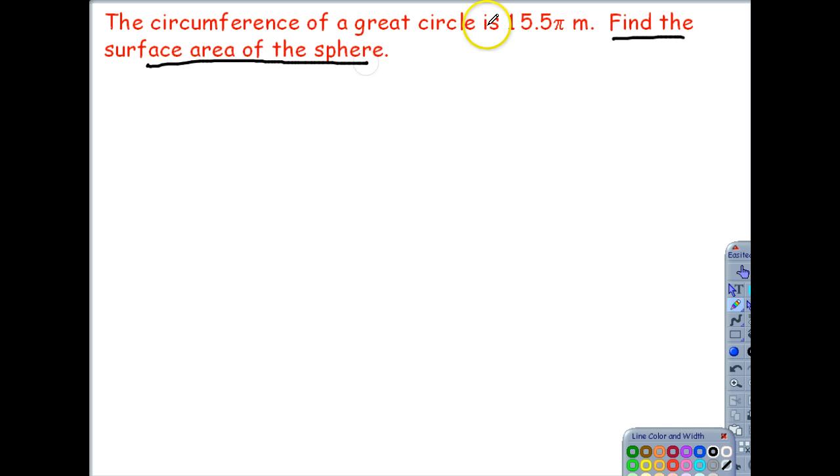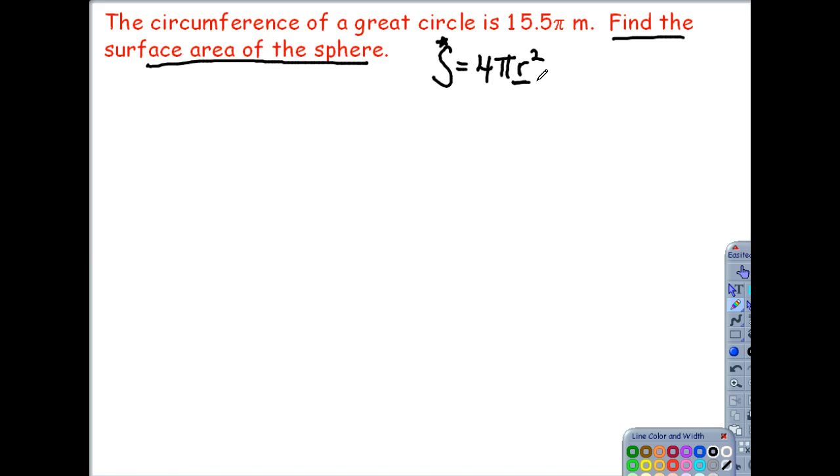It says we're finding the surface area of the sphere, so we know we need that formula. What's that formula? The surface area is equal to 4 pi r squared. So the only way we can find the surface area is if I know the radius. Okay, now, what's the radius again? The radius goes from the center of the sphere to any point on the sphere.